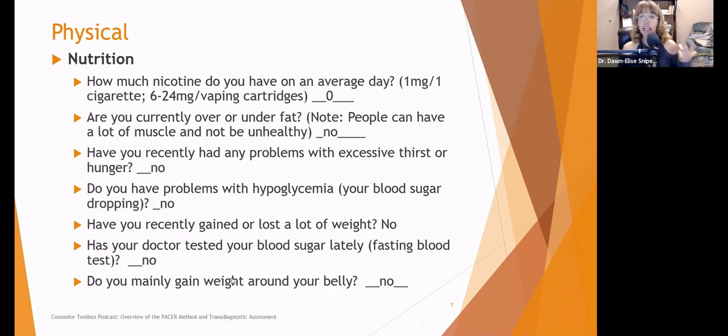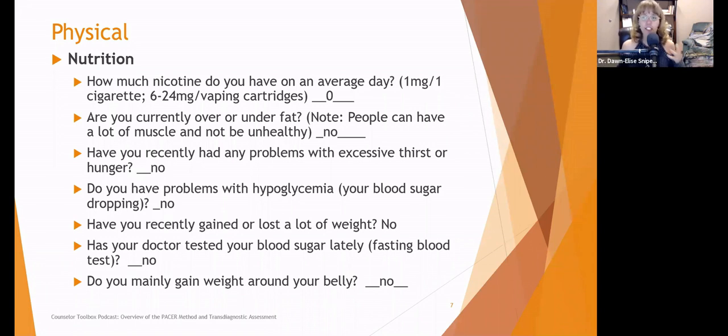She does not use nicotine or vape or use any sort of products like that. She doesn't feel like she's over fat or under fat. She hasn't had problems with excessive thirst, hypoglycemia. She hasn't recently gained or lost a lot of weight, which is actually kind of surprising for freshmen, especially freshmen living in the dorms. Most of us are aware of what they call the freshman 15. And a lot of people, when they start college, because of the ability to eat less healthfully and be on a different schedule and a lot of other things, a lot of people do tend to gain weight in their freshman year. But she's managed to avoid that. So good.